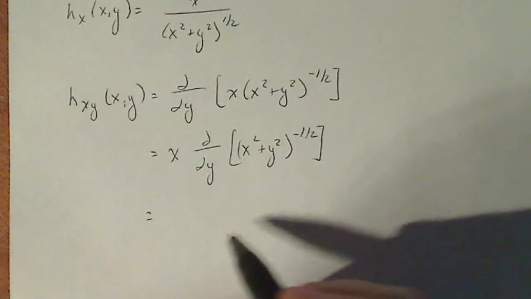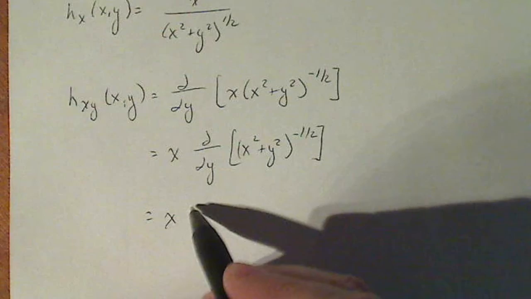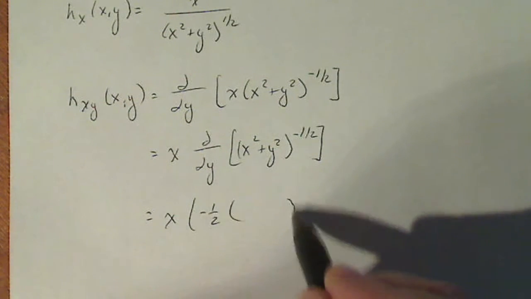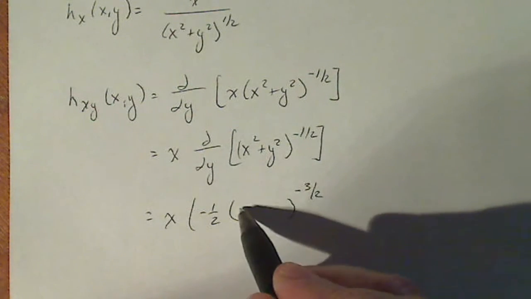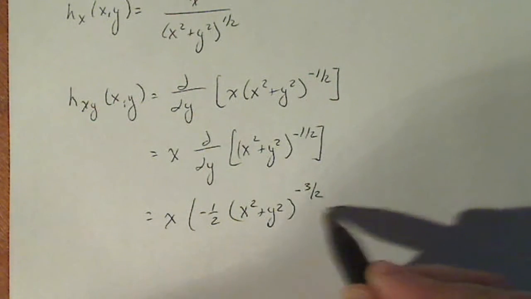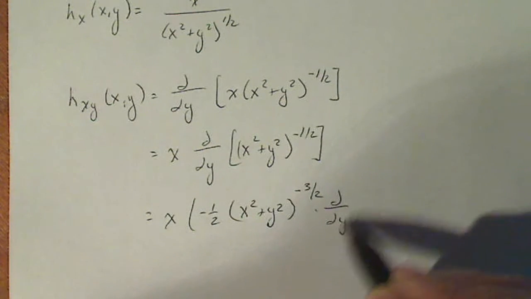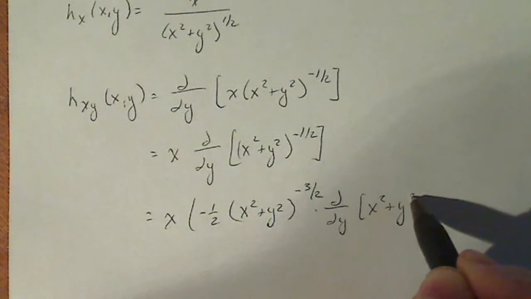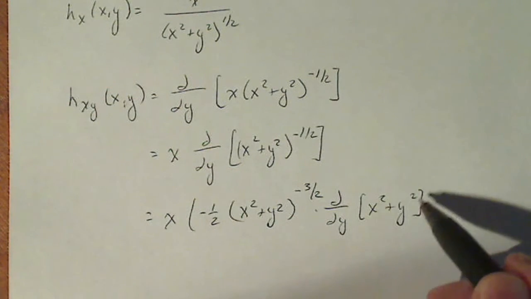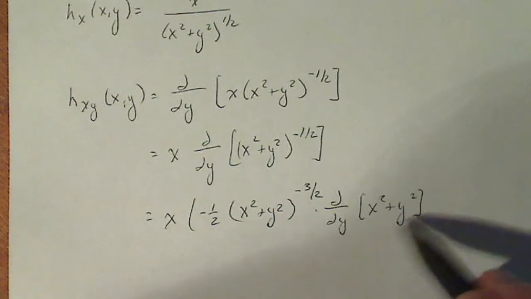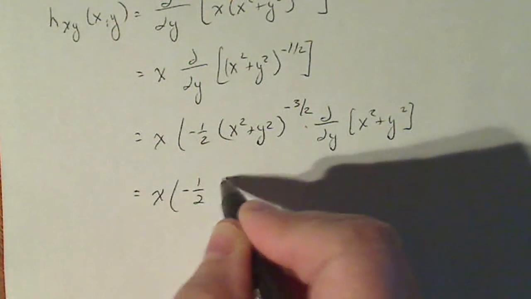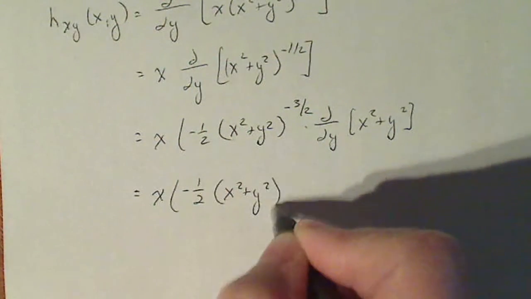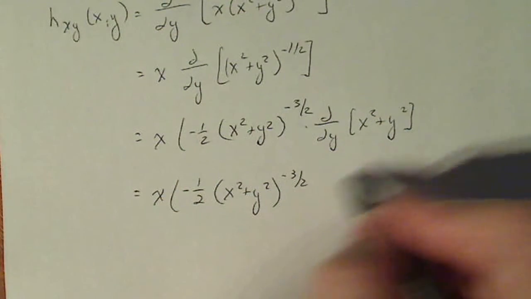So that becomes x times, let's see, I take the derivative of the outside, 1/2, minus 1/2 minus 1 is minus 3/2. Keep the inside the same, times the partial with respect to y of the inside. Because now that's a y, that's the variable, and that's a constant. So that partial derivative is 2y. So this is going to equal x times minus 1/2, (x squared plus y squared) to the minus 3/2 times 2y.